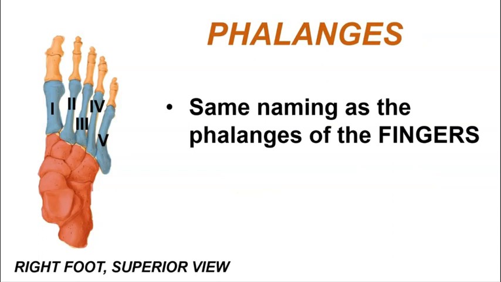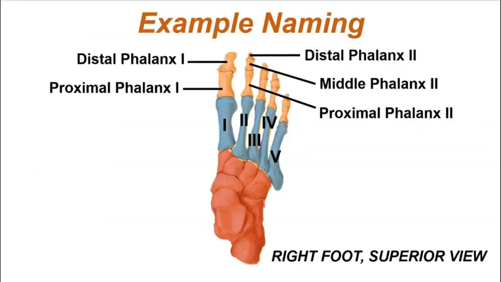The phalanges, in much the same way that the phalanges are named in the hand, we see the same naming scheme adopted for the toes as well, or the phalanges of the foot. So let's go through some example naming of the phalanges of the foot here. Starting with the first set of phalanges, which belong to the hallux, or the big toe, we see that there are 2 bones in the big toe. We have one at the distal end, which is called distal phalanx 1, and we have another one that is connected to the first metatarsal here, which is called proximal phalanx 1.